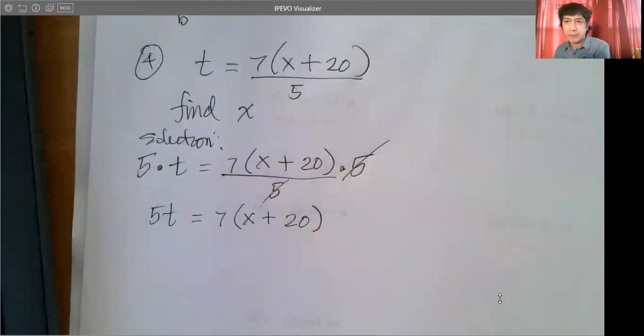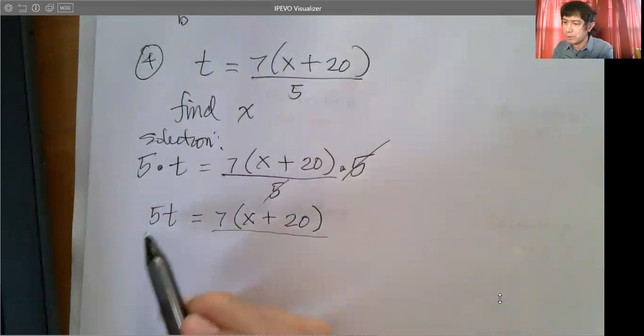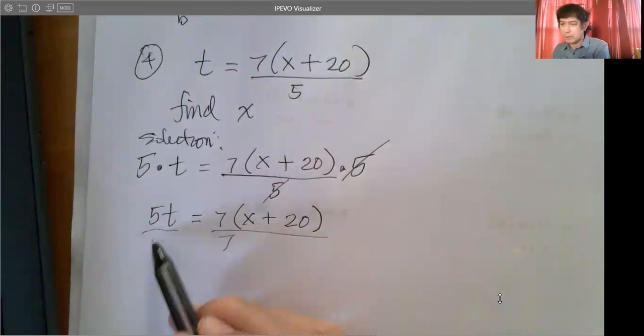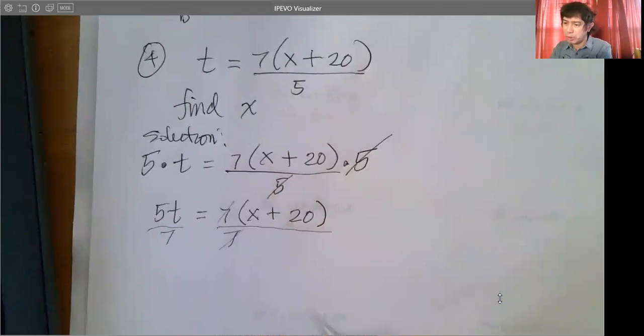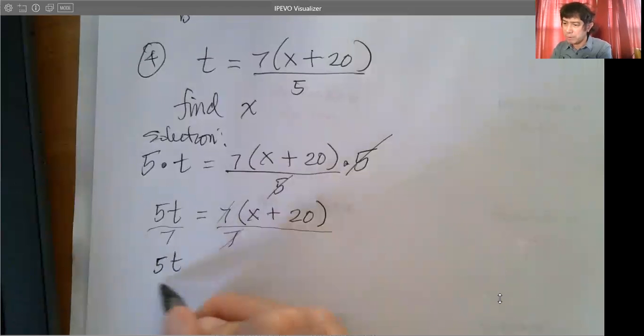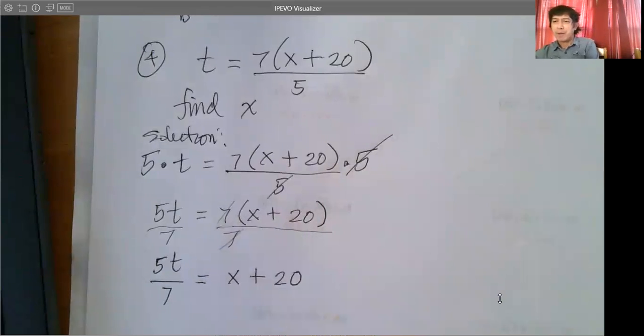Now we're after x here. Remember, we're looking for x. So we need to remove that 7 by way of division. We will divide both sides by the 7. And you now have 5t over 7 equals just x plus 20. We're almost done.